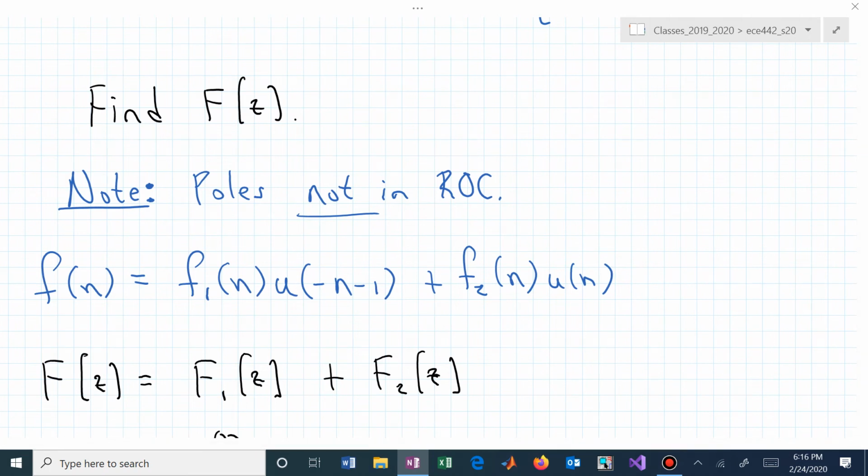This is what we're looking at. We're looking at f of n equaling f sub 1 when the indices are negative and f sub 2 when the indices are positive. And we're able to do that by switching those off and on by the appropriate unit steps.